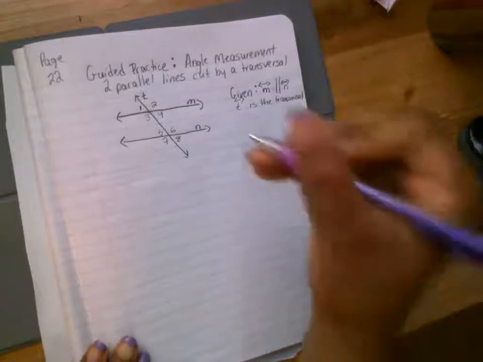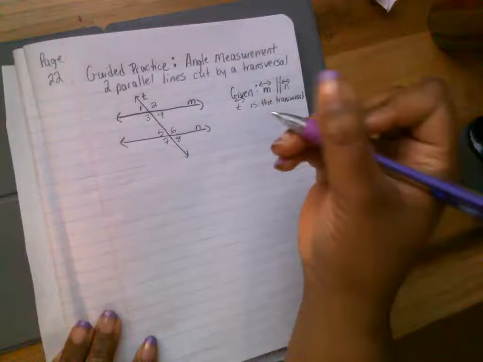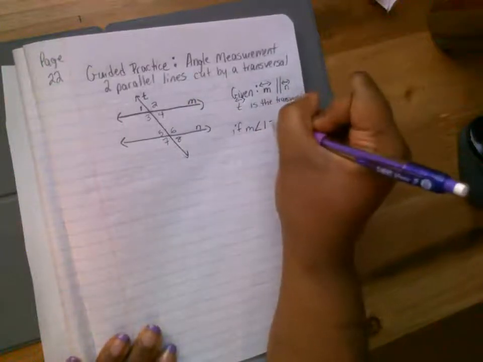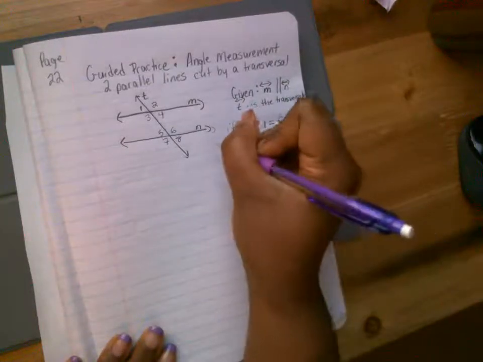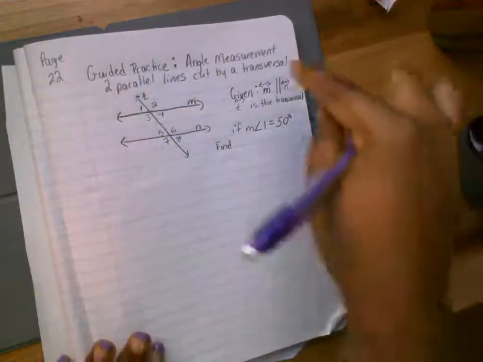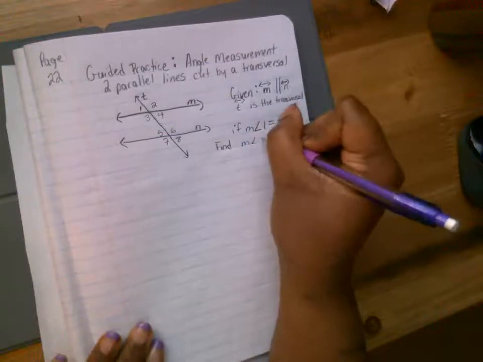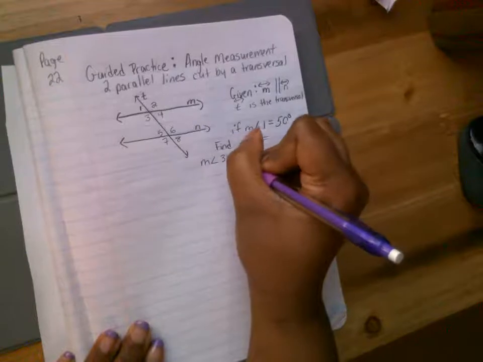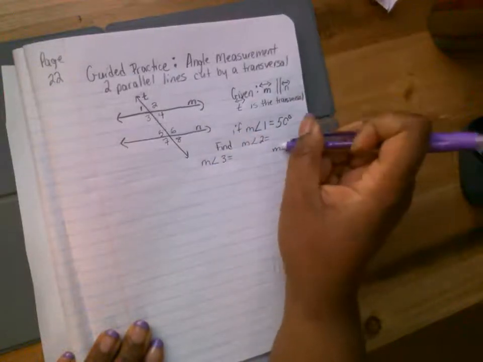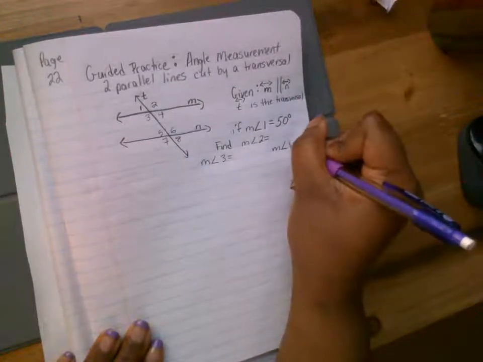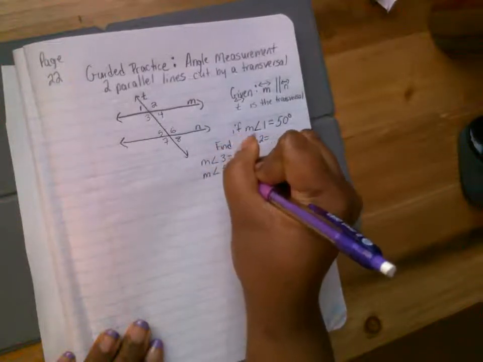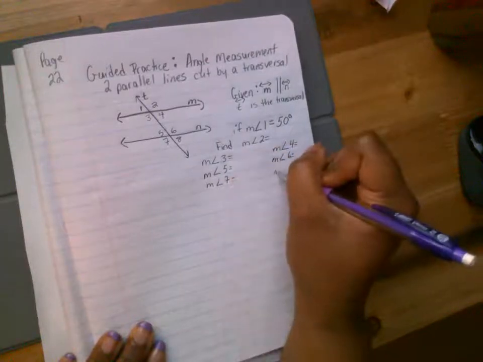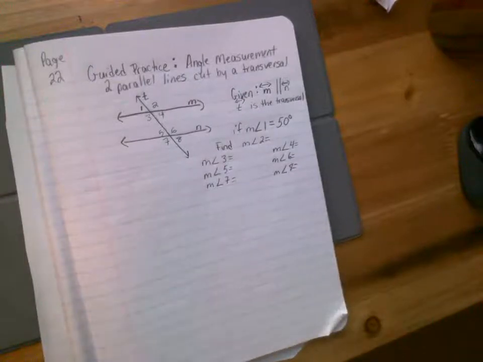Okay, so in this example, let's write it here. If the measurement of angle 1 is equal to 50 degrees, we're going to find the measurement of all the other angles. Find the measurement of angle 2. Then find the measurement of angle 3. Find the measurement of angle 4. Find the measurement of angle 5. Find the measurement of angle 6. Find the measurement of angle 7. And find the measurement of angle 8. And I'm going to pause for the cause so you can write it down.